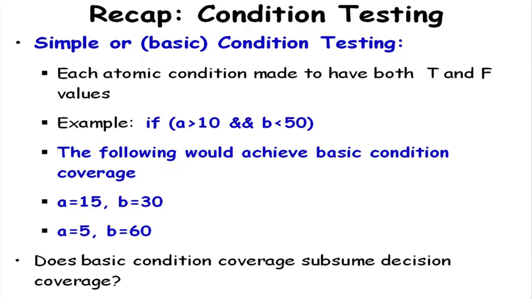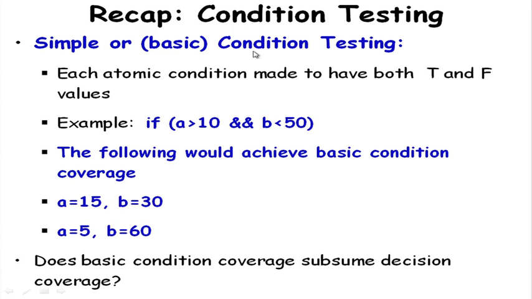In the last session, we were looking at condition testing, and if you remember, in simple condition testing, each atomic condition is made to have both true and false values. So, we saw that there are several types of condition testing. One is called the basic condition testing, that is the simplest testing, and here a decision statement like this, the conditional expression consists of several atomic conditions. For example, A greater than 10, B less than 50, etc.